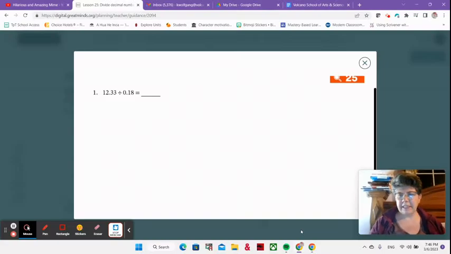Okay, here we are on lesson 25, part 2. And we basically have this problem, 2 and 33 hundredths divided by 18 hundredths. What is that expression in unit form?